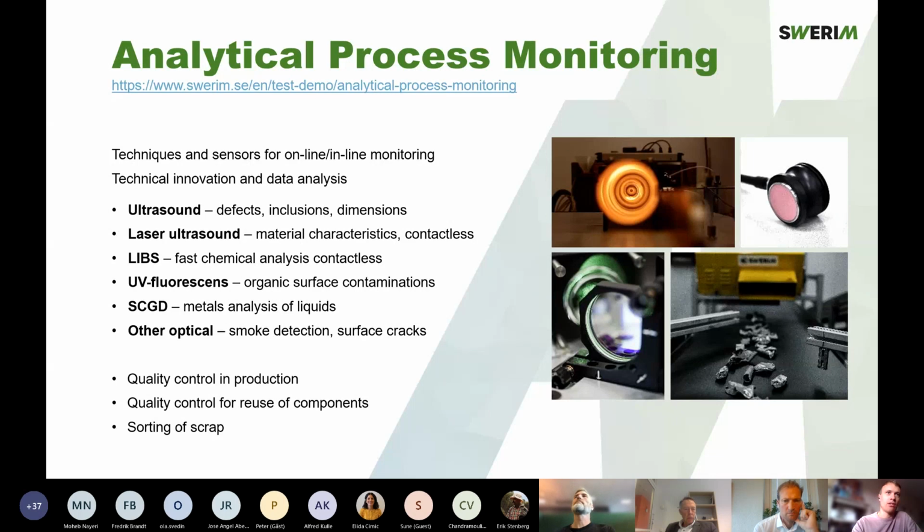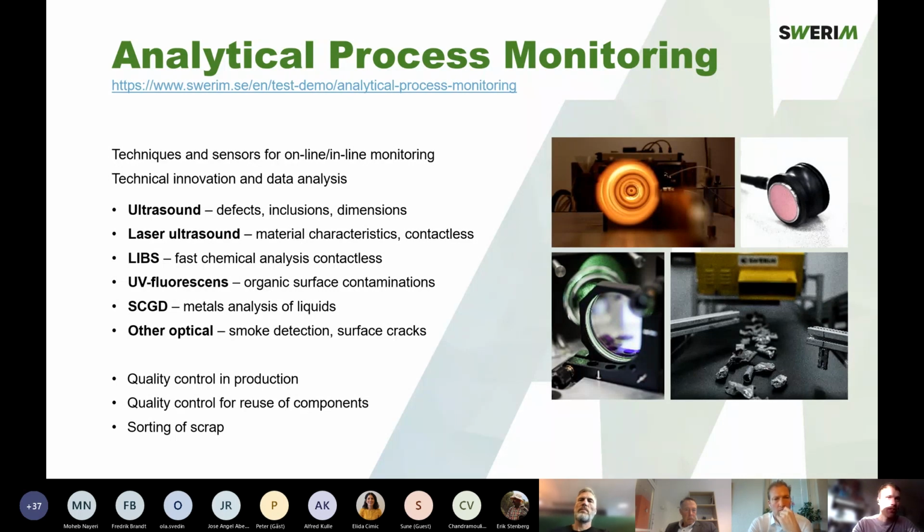So we work a lot with ultrasound, especially laser ultrasound, and LIBS, laser-induced breakdown spectroscopy. In both laser ultrasound and LIBS, we are very active, and I would say the leading actors, especially in Sweden, but also in the world. We also use UV fluorescence, solution cathode glow discharge, and other optical techniques. I will try to be quick, and you can ask questions later instead.